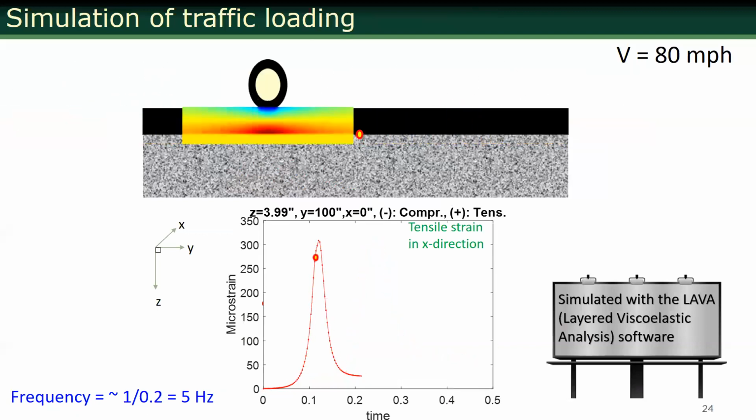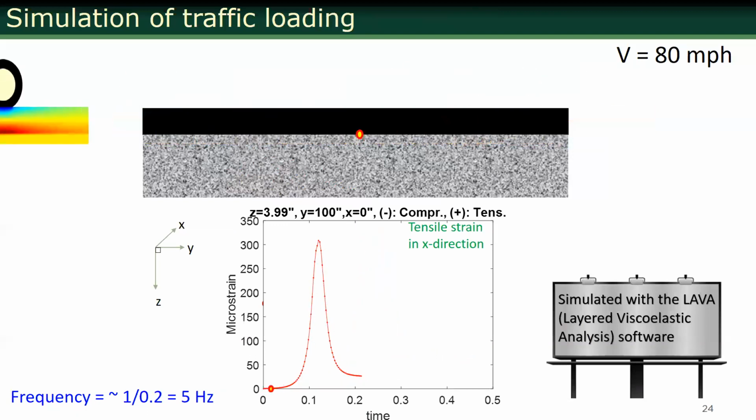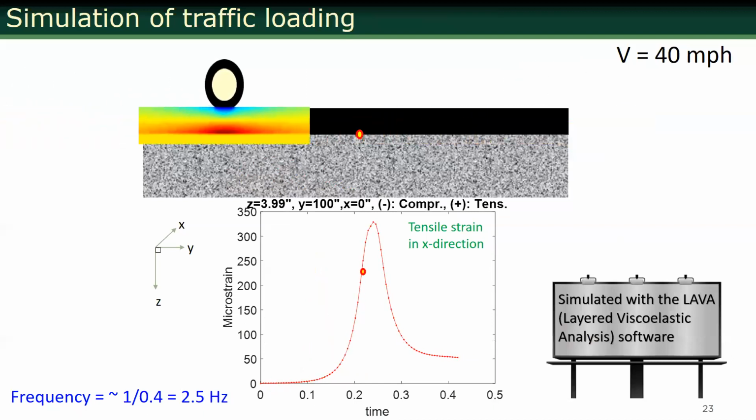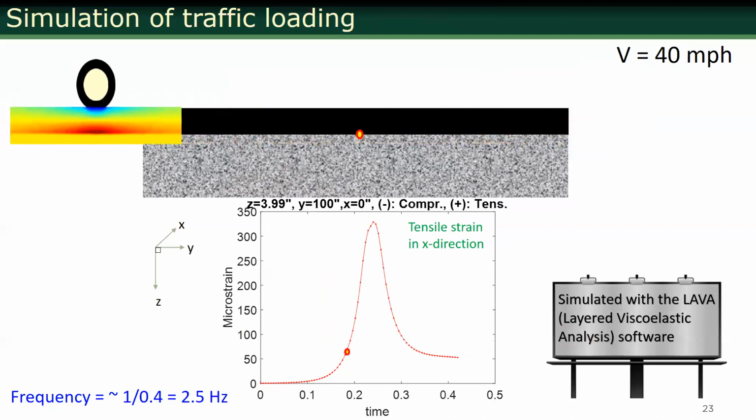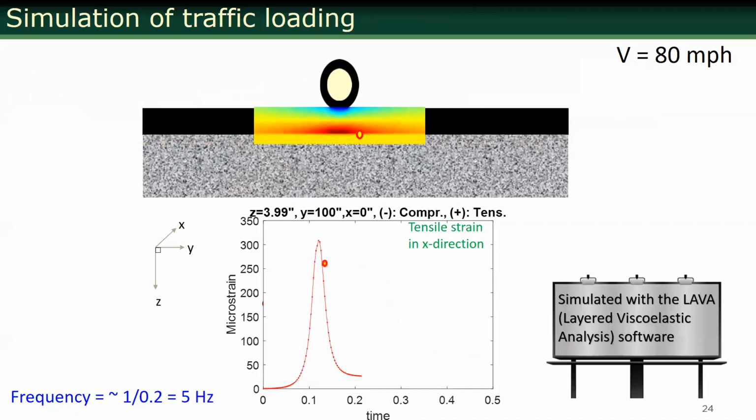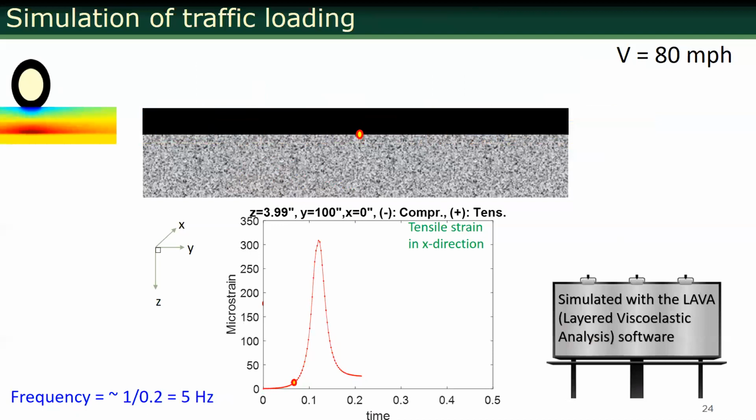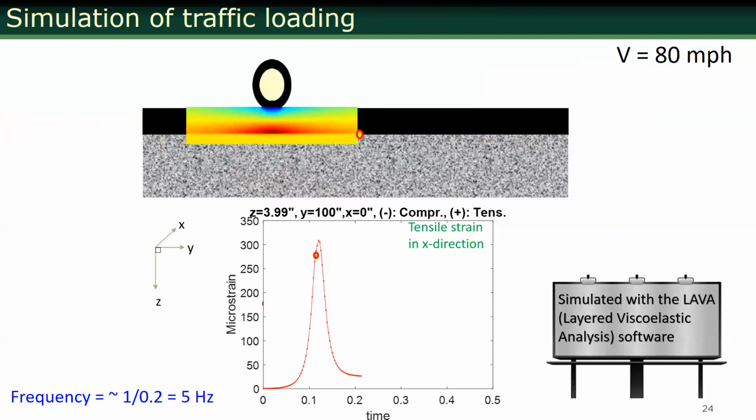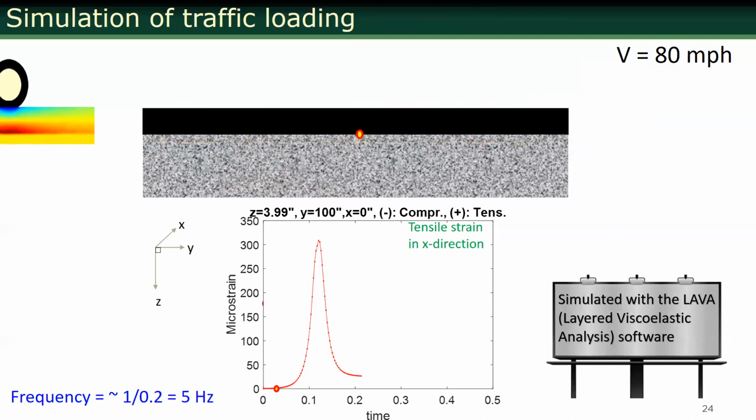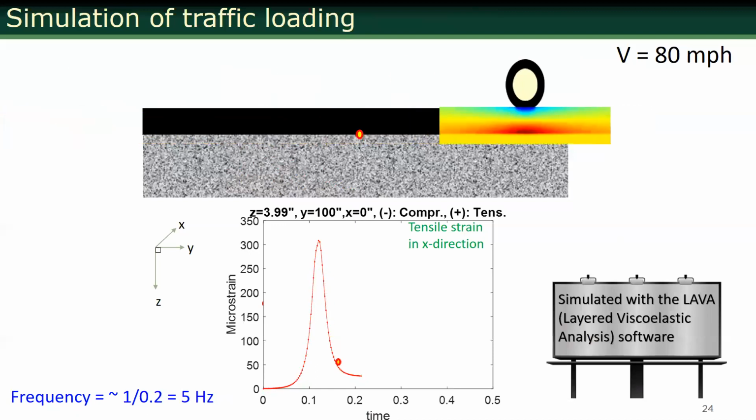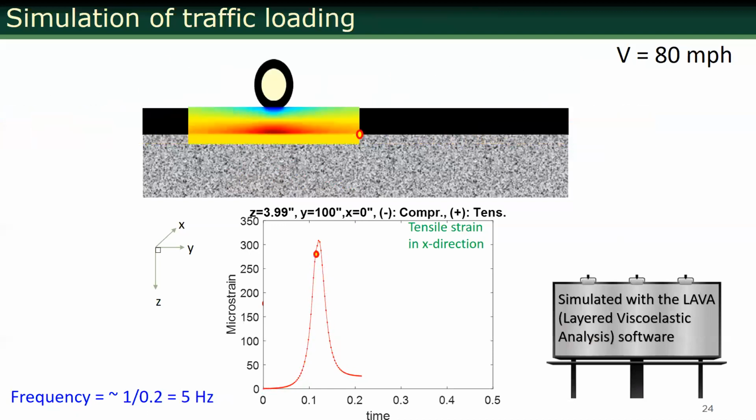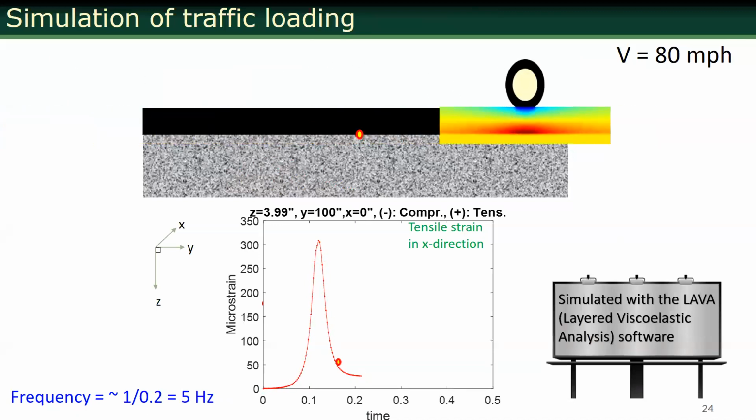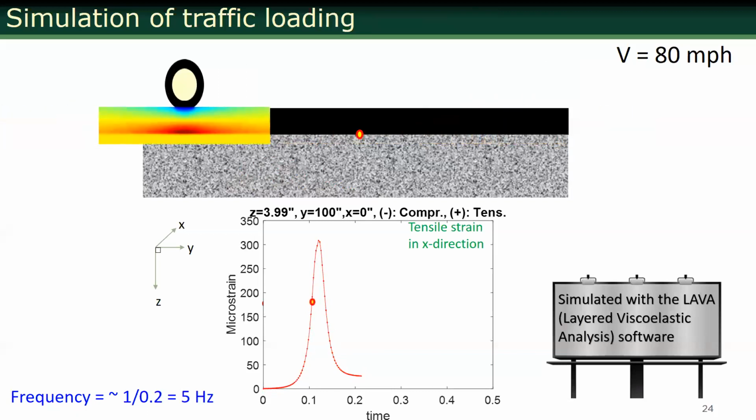Now, if you have a faster load, let's say you're going 80 miles an hour, so previously we were going 40 miles an hour. As I said, this is a true simulation. At 40 miles an hour, you see a 2.5 hertz frequency. If you're going 80 miles an hour, your pulse duration is much shorter. It's 0.2 seconds, and 1 over 0.2 seconds is 5 hertz. When you double the speed of loading, you're really doubling the frequency of loading that this point in the pavement feels.